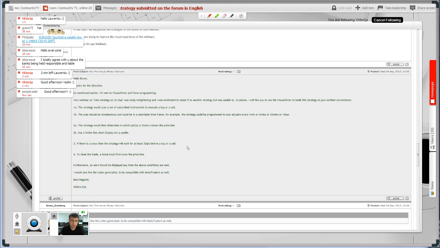The strategy then determines in which pair the SMA crosses the price line. Actually, it would be the price crossing the 30 SMA. Use a 5-minute line chart display, not candles. If there is a cross, then the strategy will wait for at least 7 pips before buy or sell. But I don't see the clue in which situation the strategy should buy or sell, and there is the closing logic.